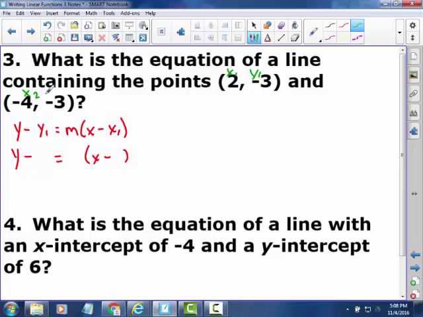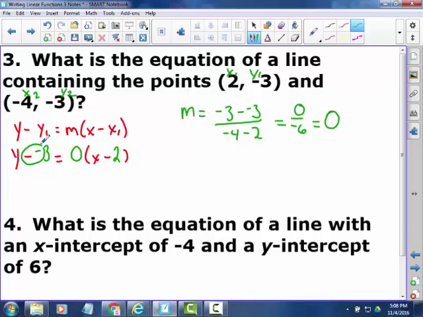So x1, y1, x2, y2, and so I can put in -3 here and put in 2 here, then calculate the slope. So y2 minus y1 would be -3 minus -3 over -4 minus 2. You get 0 over -6, which is just 0. So the slope is 0.